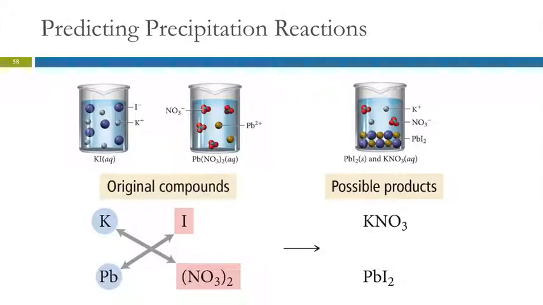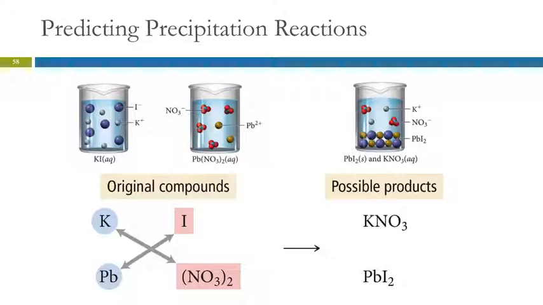So we are going to learn how to predict precipitation reactions: what's going to precipitate, what the formulas are. And the way we're going to do this is we're going to look at the ions that are present. So in our original compounds, we had potassium and iodide, we had lead and nitrate. Now those were soluble, they were in solution, so we know that they're not going to precipitate with themselves, right? Because potassium and iodide dissolved in the original solution.